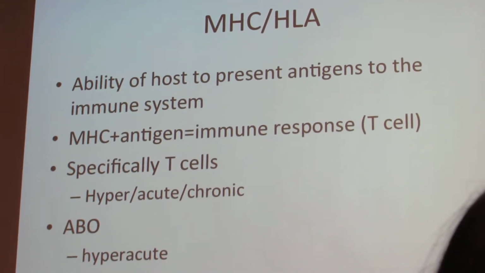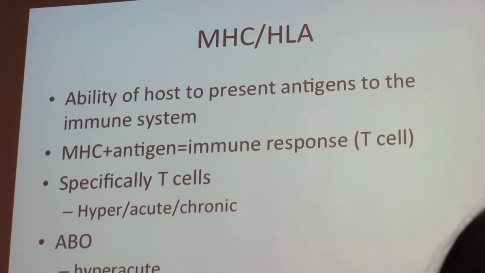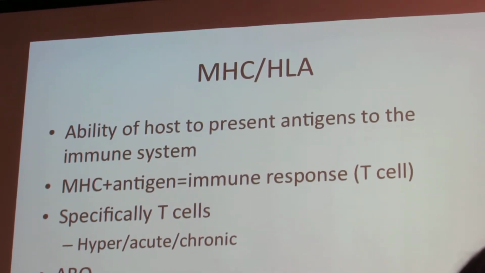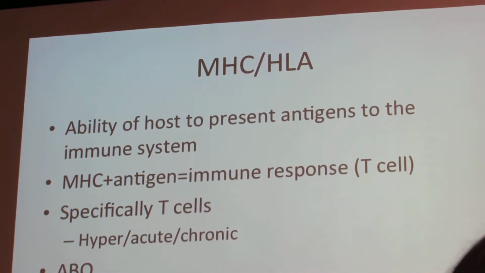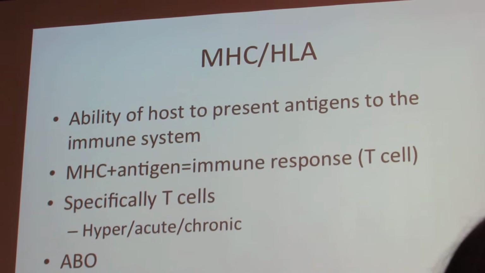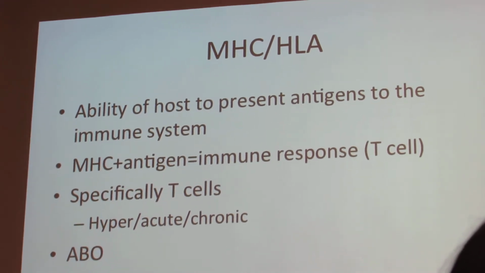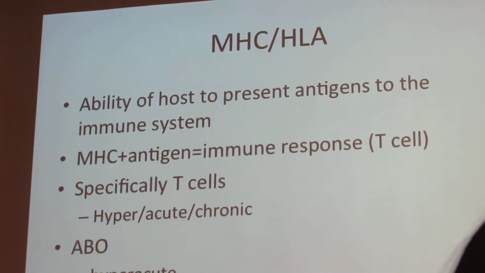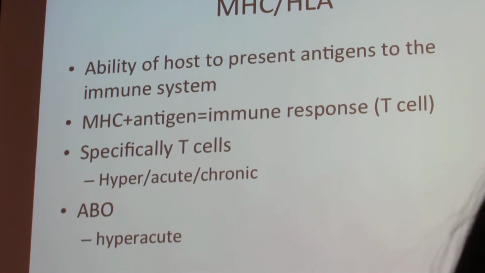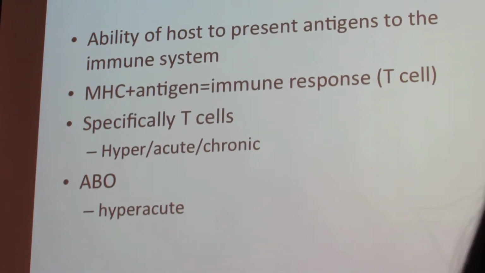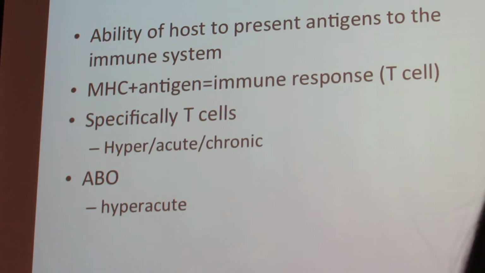Good? So I have here MHC plus antigen equals immune response, specifically the T cells. And you have different types of T cell rejections. You have hyperacute, and chronic. And that's significant because we've all heard of different blood types, whereas those are antibody mediated and it's only hyperacute. So that's just a difference you guys should note.